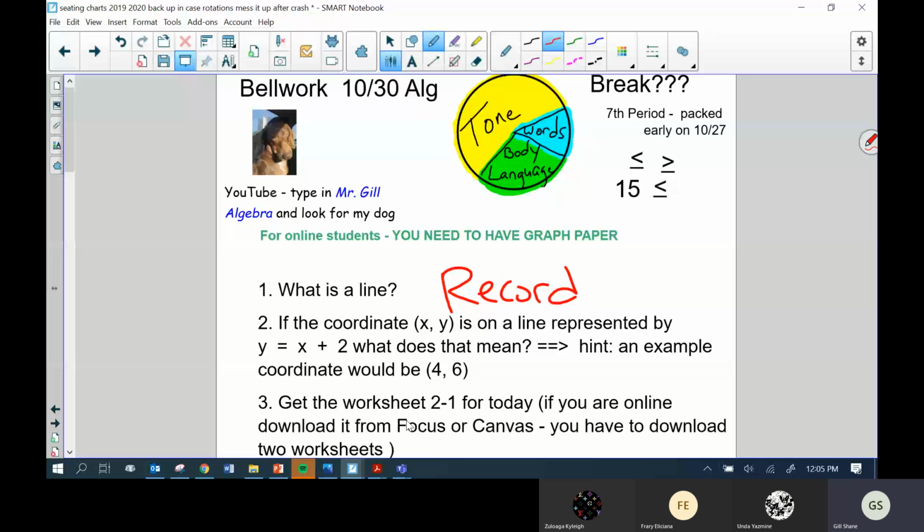So if I tell you that the coordinate x, y is on a line, that means whatever the values of x and y are, they're going to make that equation true. That's the equation that they go with. That's the line. Because we could make a line out of this, just like we did with x subtract y. That would create a line. It's a linear equation.